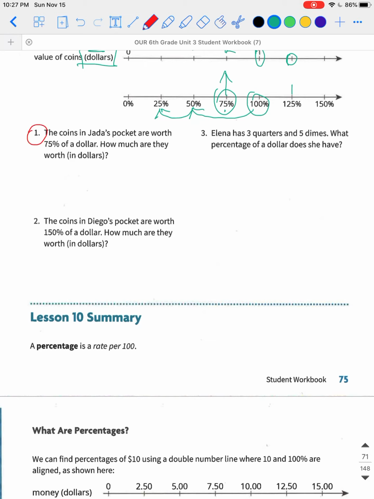The coins in Jada's pockets are worth 75% of a dollar. How much are they worth in dollars? So we know that she has 75% of a dollar, which is 75 over 100. So she has 75 cents.